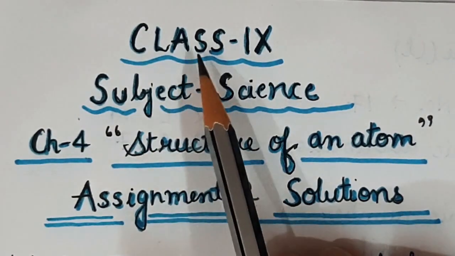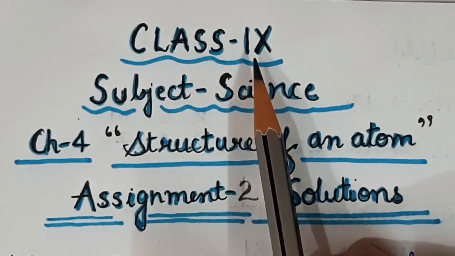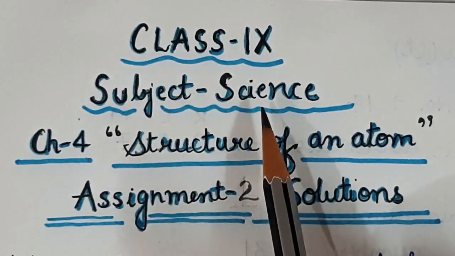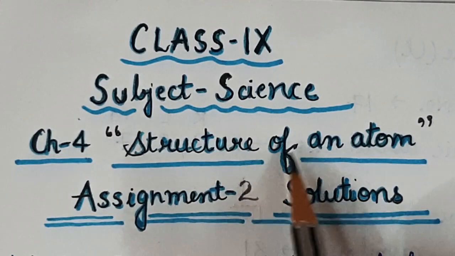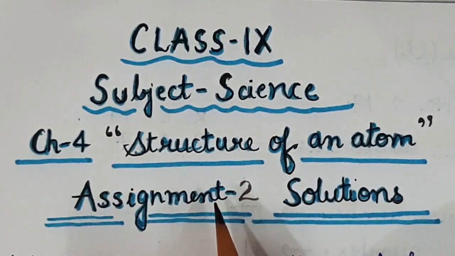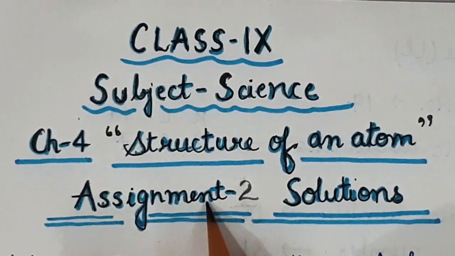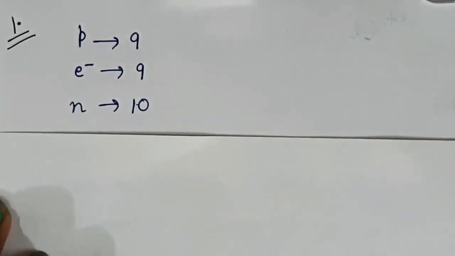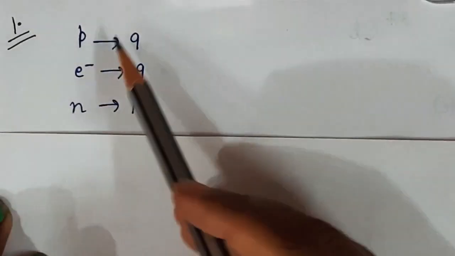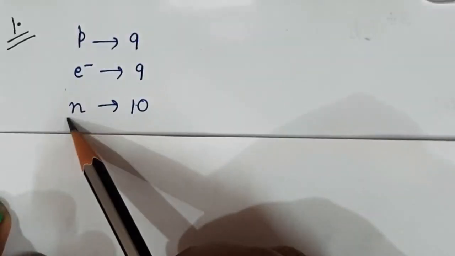So this video is for the students of class 9th, subject science, chapter number 4, that is structure of an atom. In this video, I would be taking the solutions of assignment number 2. So let's start. Question number 1 is, the atom of an element has 9 protons, 9 electrons and 10 neutrons.